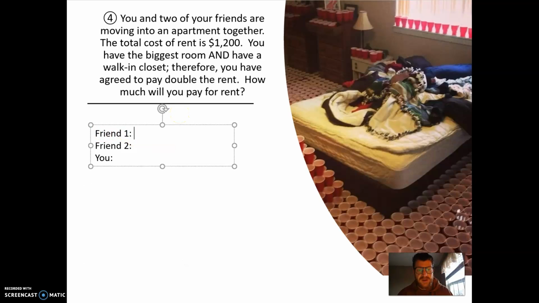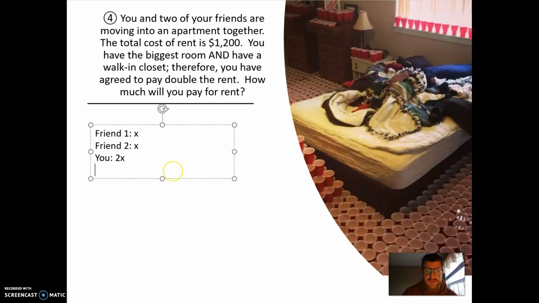So let's call friend 1 X because we don't know what they're equal to. Friend 2, well, friend 2 pays the same amount as friend 1. So don't give friend 2 a different variable because they're the same amount. So they're both going to be X. Now you're double that. So double X is X times 2, right? Or as we typically will write it, 2X.